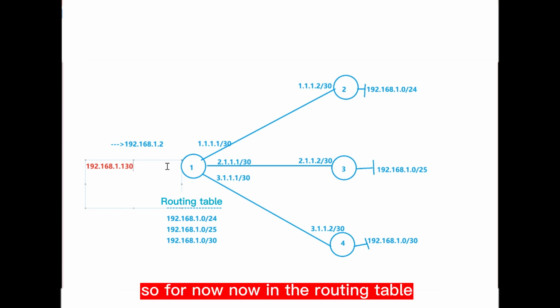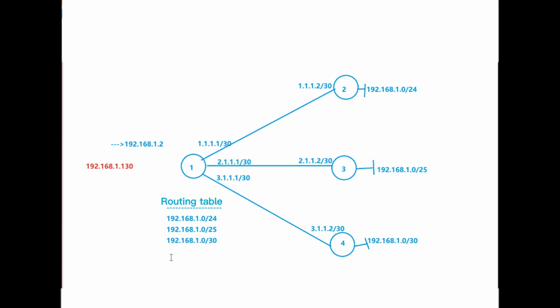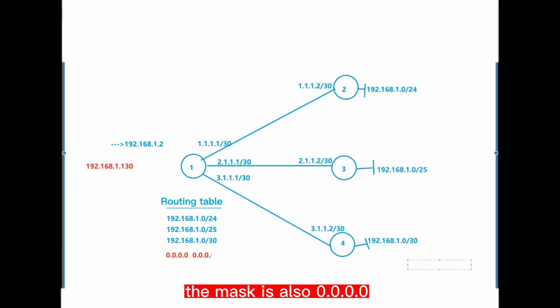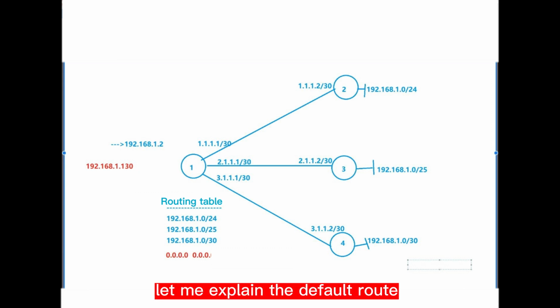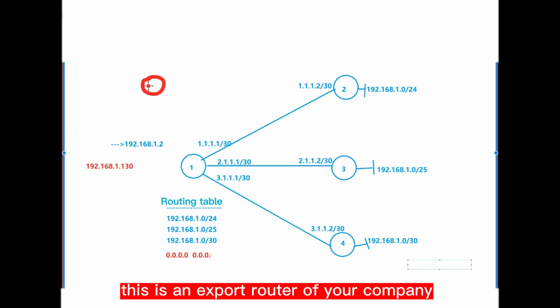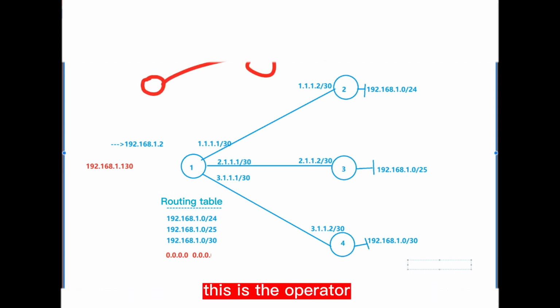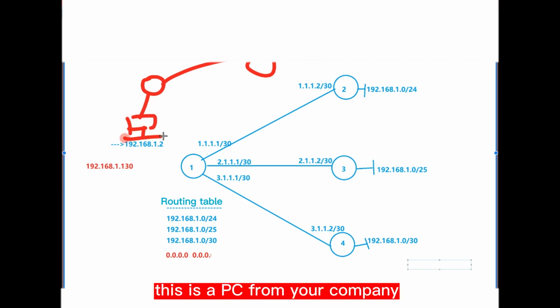So for now in the routing table, there is a more magical route, called 0.0.0.0, and the mask is also 0.0.0.0. A route like this we call the default route. Let me explain the default route. Draw a simple picture. This is an export router of your company. This is the operator. I won't draw the switch. This is a PC from your company.